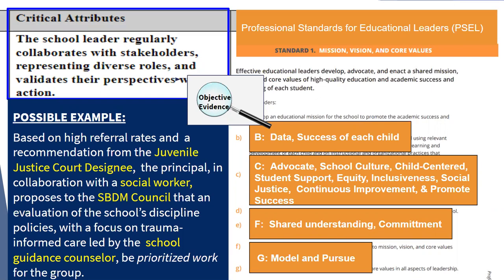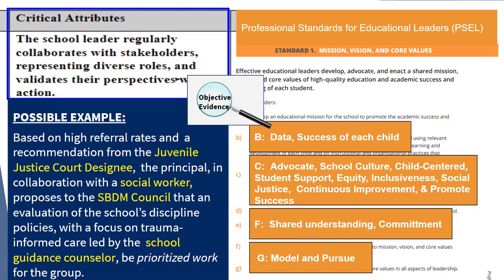record of correspondence with DJJ, social worker, etc., that correlates with action. Also, you could look at trend data of referral rates with corresponding action. Professional learning on trauma-informed care resulting in revised policy. This is just one example of how this leadership practice might be seen or heard and promotes the use of objective evidence demonstrated at goal level.